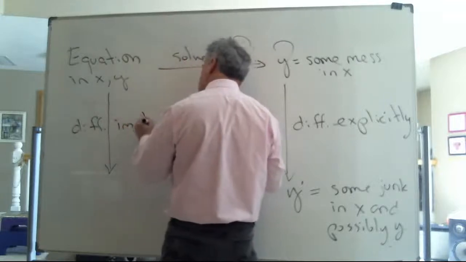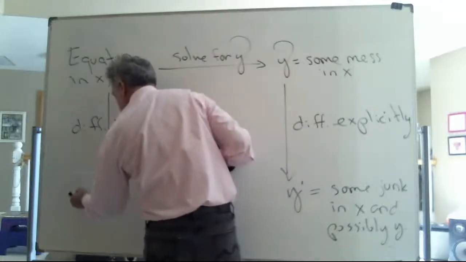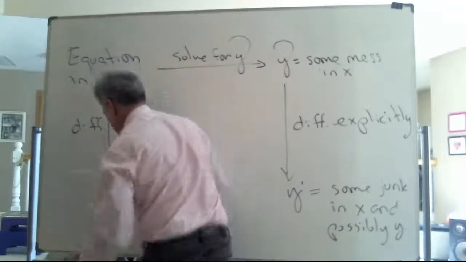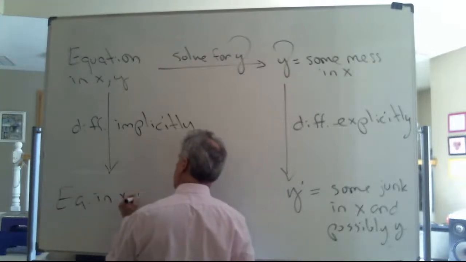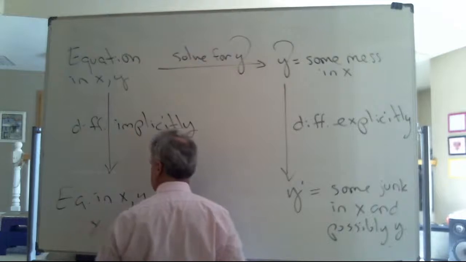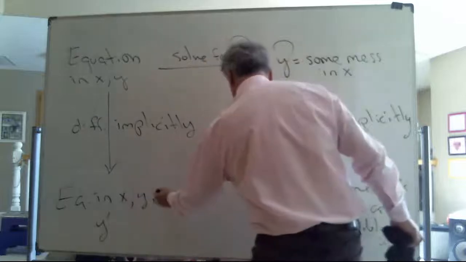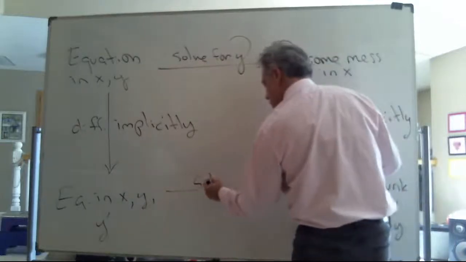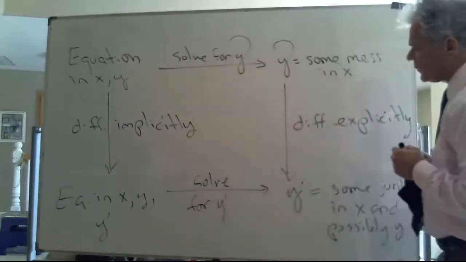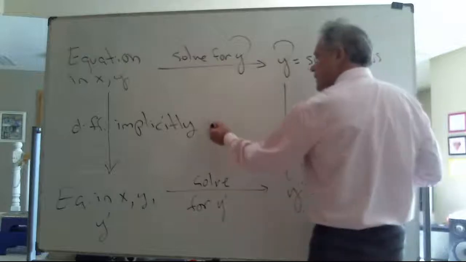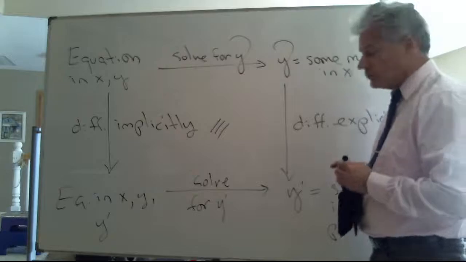implicitly. If I do, then I get an equation in x, possibly y, and y prime, or dy dx. And then I will solve for y prime. I'm an abstract algebraist, so I typically say this diagram commutes. As long as you can go in both directions, you'll get the same result.